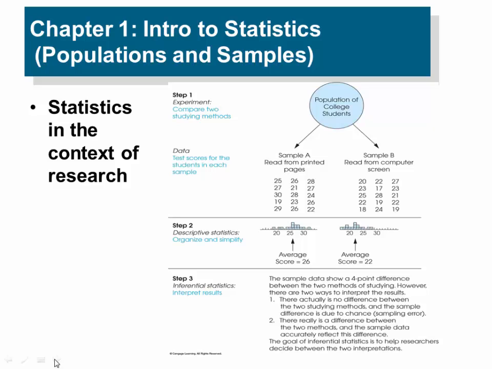One sample group is given preparation materials to read that are printed on a page. The other sample group reads the preparation materials on a computer. Then both samples are given an exam. In step 2 of this example, the sample data for both groups is descriptively organized into a modified histogram, and the average test score is computed for each group.